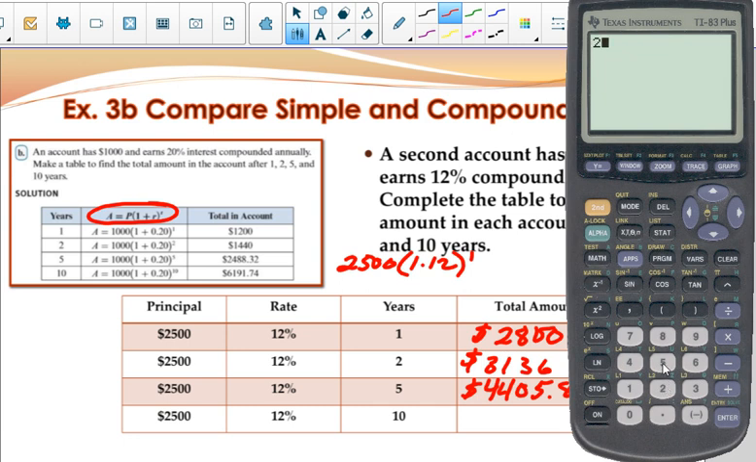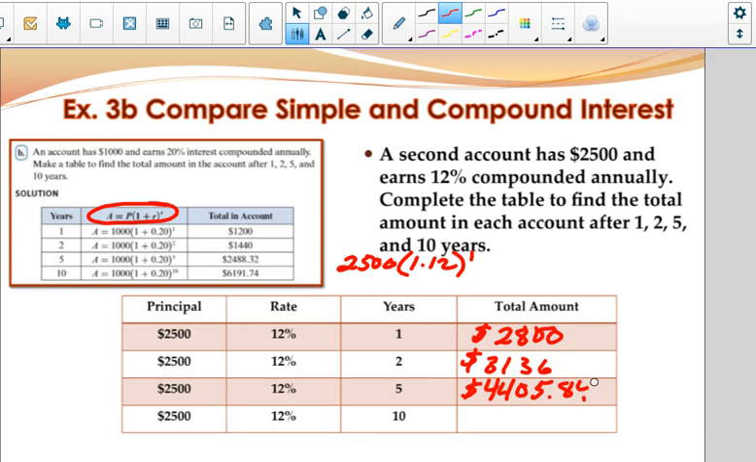Now if I do it for 10 years, grab my calculator again, clear this, so 2,500 times 1.12 raised to the 10th power, that gives us $7,764.62. You can see you gain more when you are using compound interest than you would with simple interest.